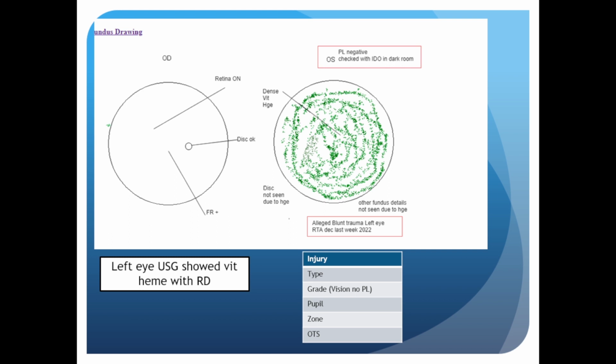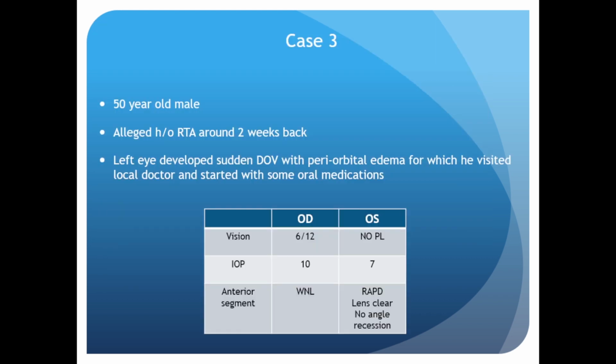Yes, sir, but he was not able to say. There were no adnexal injuries at all? There were some abrasions present around the eyelids. No ecchymosis. Ecchymosis was there at that time, sir. Did he come to us immediately after injury or much later? No, sir, after 2 weeks around. After 2 weeks. Yeah, 2 weeks around, sir.